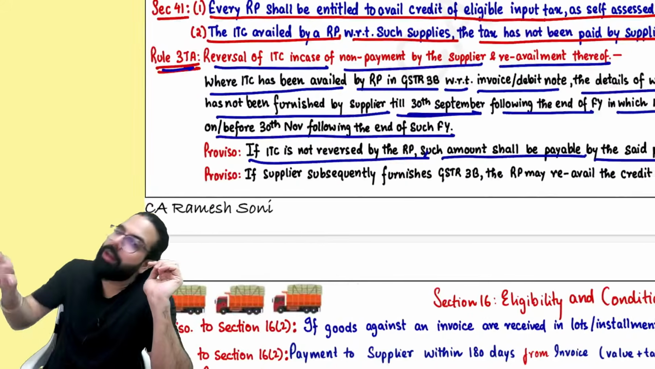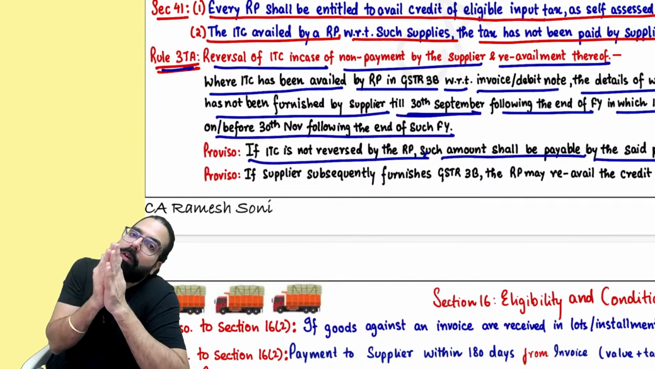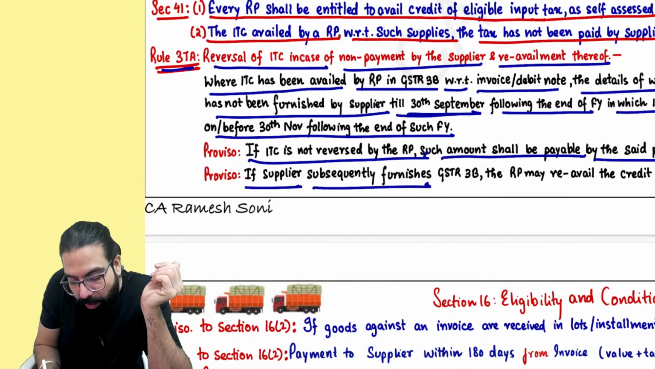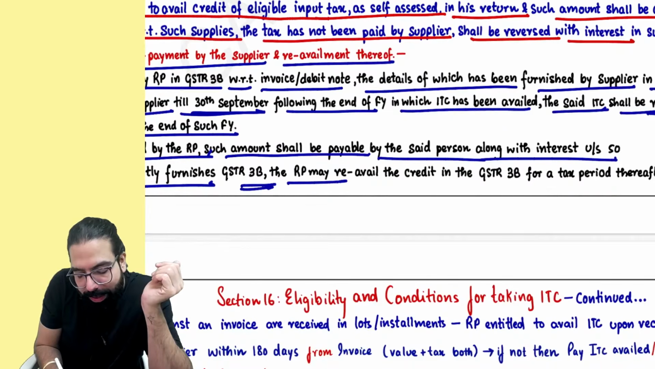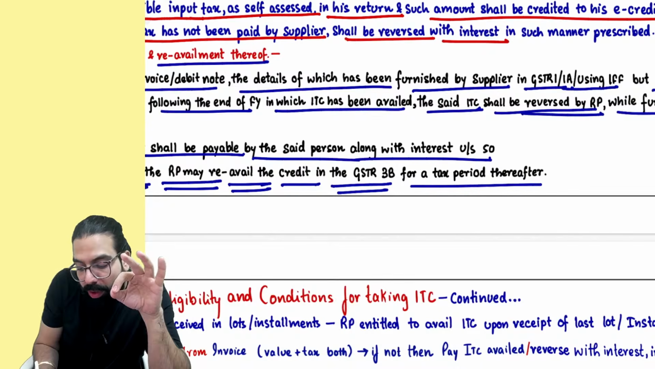Okay, sir. Sir, I reversed it. I had taken the credit, I paid it back. If I paid it back, then what happened? Later, supplier filed his 3B. If the supplier subsequently furnishes the GSTR 3B, the registered person may re-avail the credit in the GSTR 3B for the tax period after.